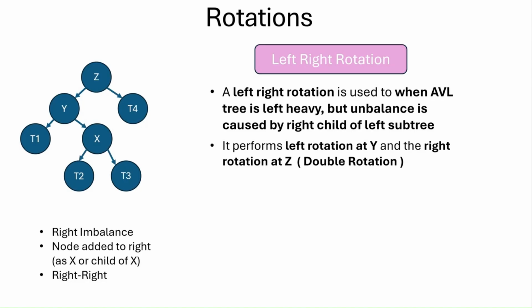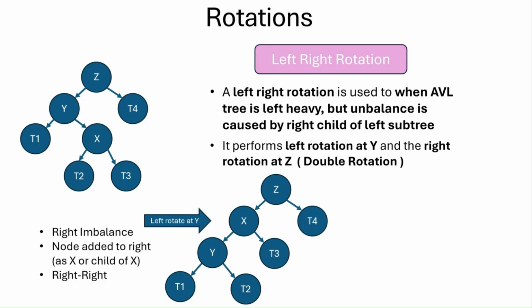So let's say we left rotate at Y. What is the left rotate at Y? X becomes the new root and Y becomes the left child of X. Right? And if X has any left child, it becomes the right child of Y. We understood this in a left rotation in previous slides. And then we perform the right rotation at Z. See, left rotation we performed at Y because we wanted this structure. Right? Because we wanted to move Y here and X here. That's why we did left rotation at Y.